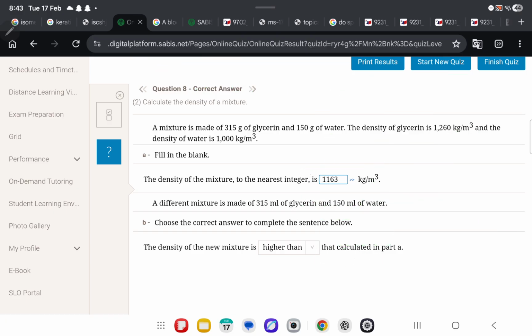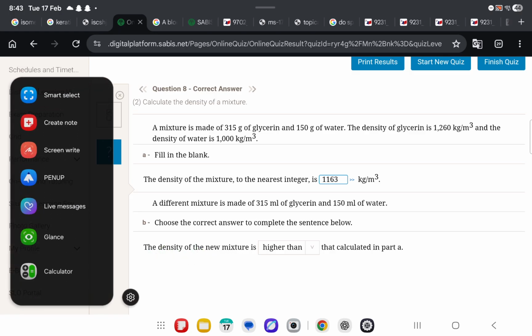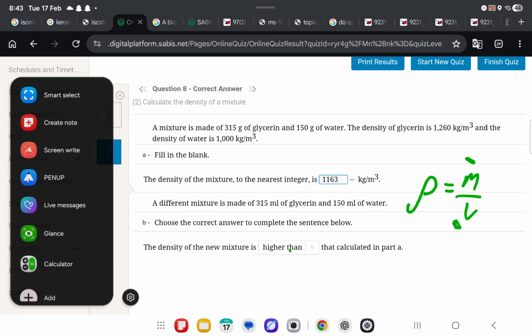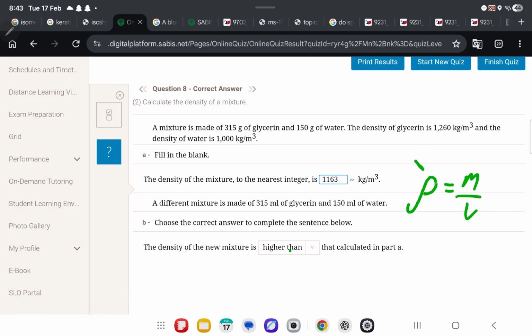Now, they told me a different mixture is made of 315 milliliters of glycerin and 150 milliliters of water. They want the density of the new mixture. Essentially, we need to apply the same idea. Density is mass over volume, it all relates back to this. But this time, instead of a given mass, we have volume. And obviously, the density of a material never changes. So we have this, and we need to find this.